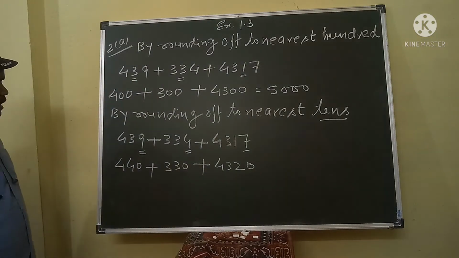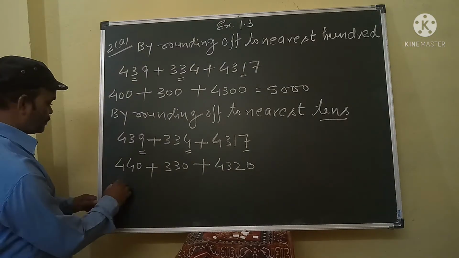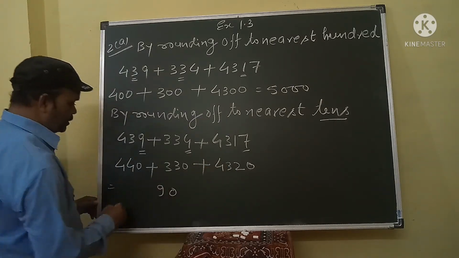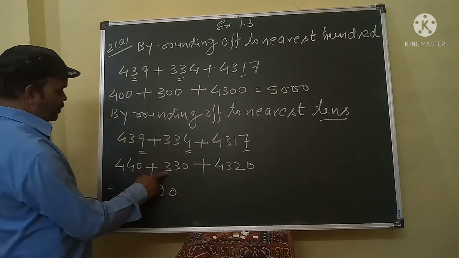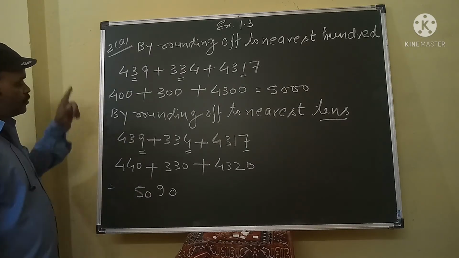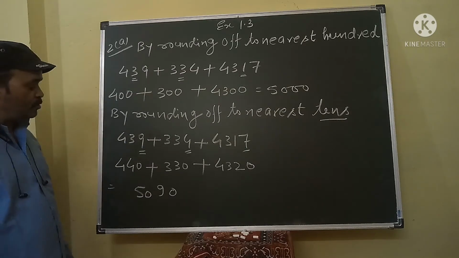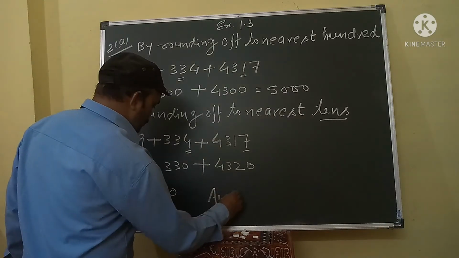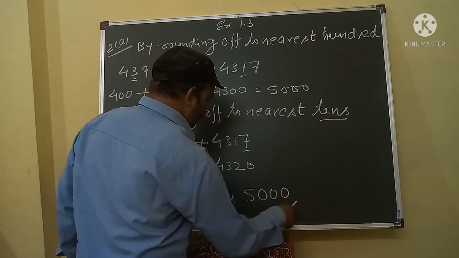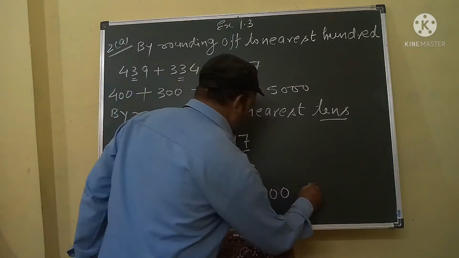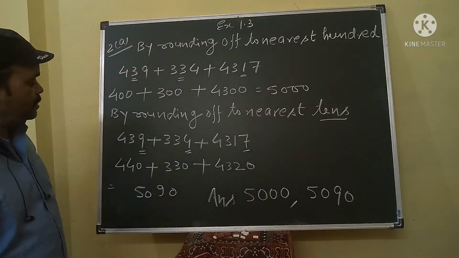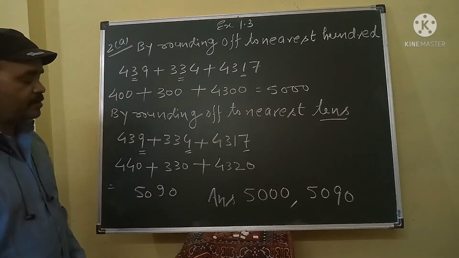Okay. And after adding, you will get: 0, 4 plus 3 is 7, plus 2 is 9, and 4 plus 3 is 7 and 4 is 50. So in question number 2 you will get two answers. Your required answers are: the first answer is 5000 and the second answer is 5090.